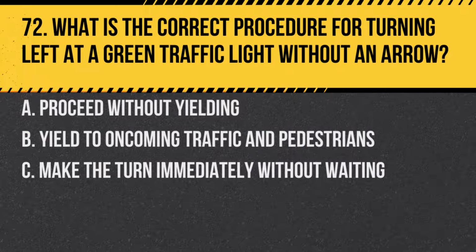Question 72. What is the correct procedure for turning left at a green traffic light without an arrow? A. Proceed without yielding. B. Yield to oncoming traffic and pedestrians. C. Make the turn immediately without waiting. Answer: B. Yield to oncoming traffic and pedestrians. You must ensure the intersection is clear before making your turn.